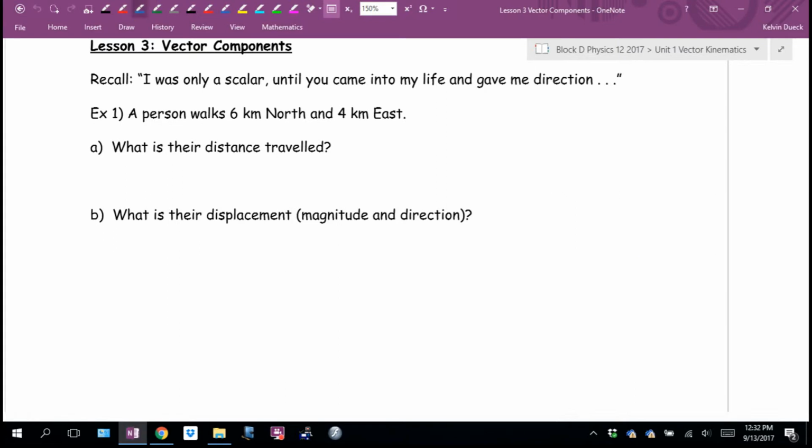We're going to be talking about components. Start off with a little bit of review. A person walks 6 meters north and 4 kilometers east. You know what? They threw a compass there. I'm going to put a compass rose somewhere on here. What's their distance traveled? And you'll notice I didn't leave you much room because you shouldn't need much room. What's the distance this person traveled? 10 kilometers. Direction, scalar.